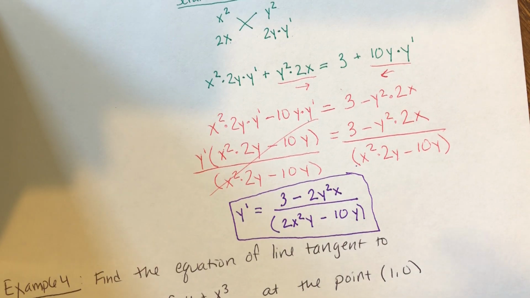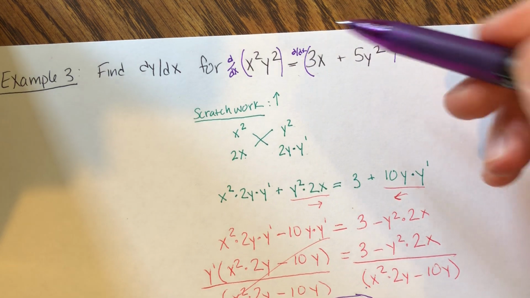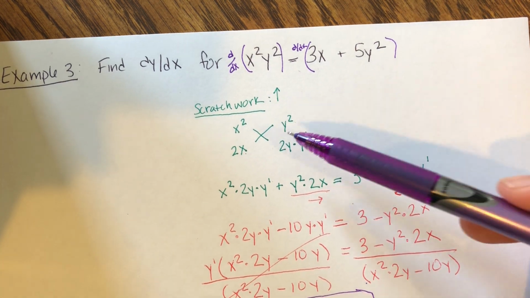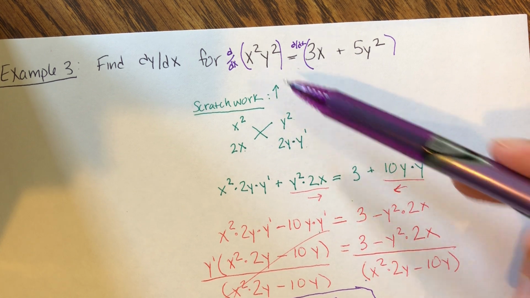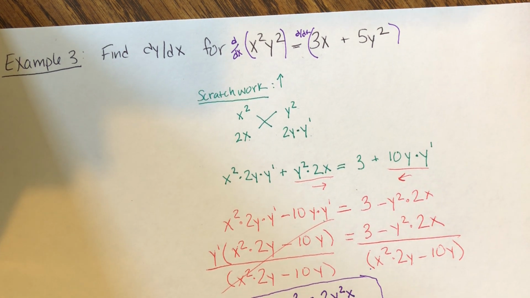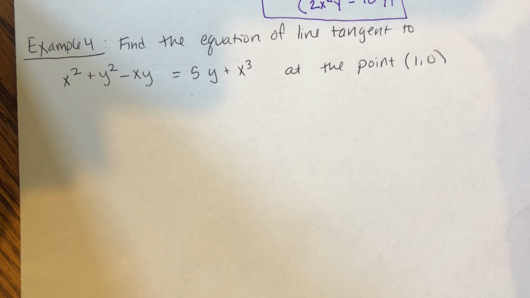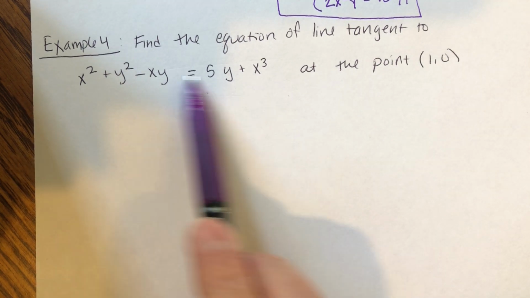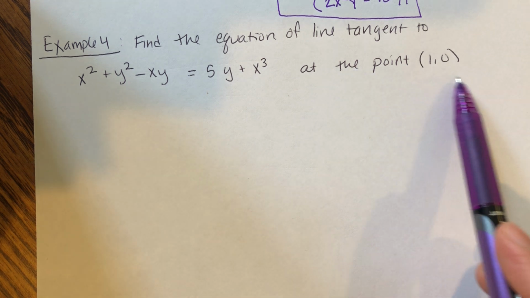Okay, right, so the tricky part here was recognizing that because we had a term with both x's and y's, we needed to use the product rule to take the derivative of that with respect to x. So let's try to do that with one last example here. We're going to find the equation of the line tangent to this particular curve at the point (1, 0).